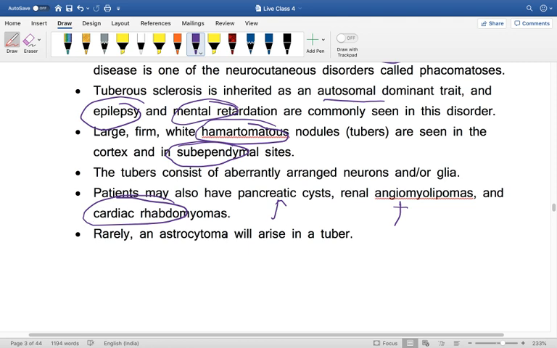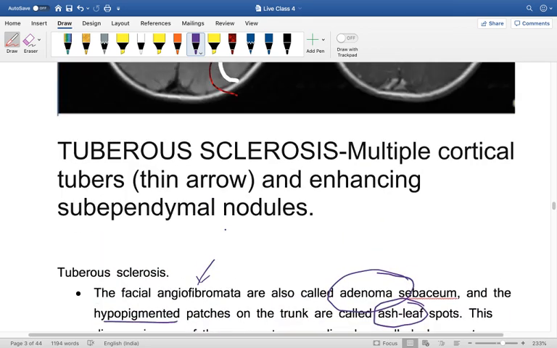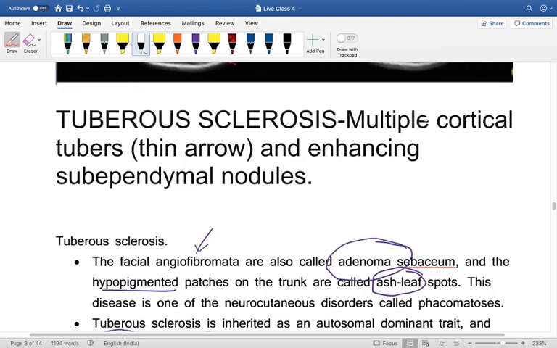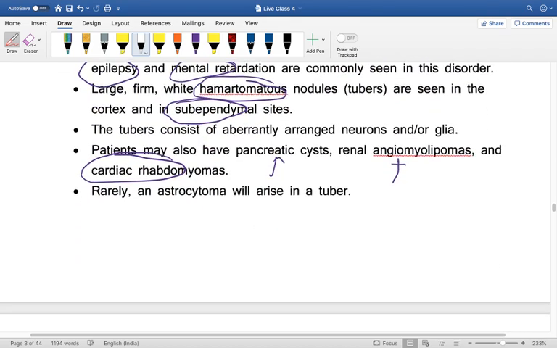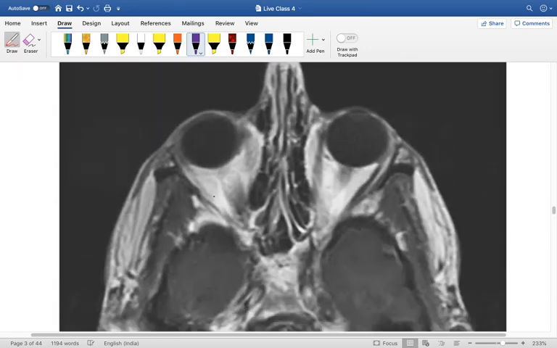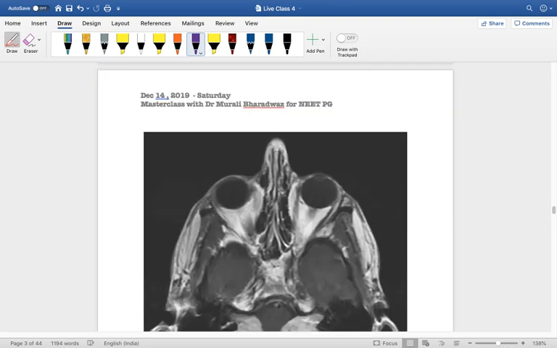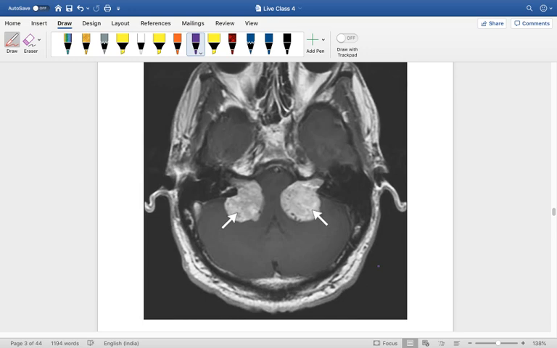And what is the real worry? What is the real worry? You are seeing a tuber. From this, astrocytoma can arise. That is our whole worry. Astrocytoma can arise from the tuber. Okay, doctor? Now, tell me what you are seeing here. That's it, the story of tuberous sclerosis is finished.